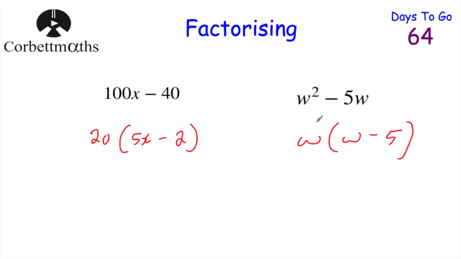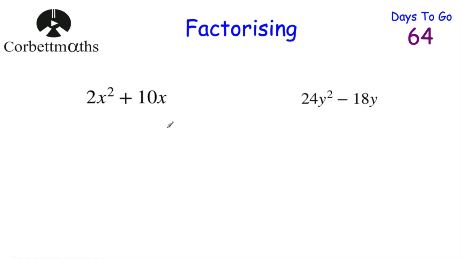And we can check we're right. w times w is w squared. We've got our minus, and w times 5 would be 5w. So we've got w squared minus 5w. Okay, let's have a look at two more questions. So again, feel free to press pause and to factorise these.